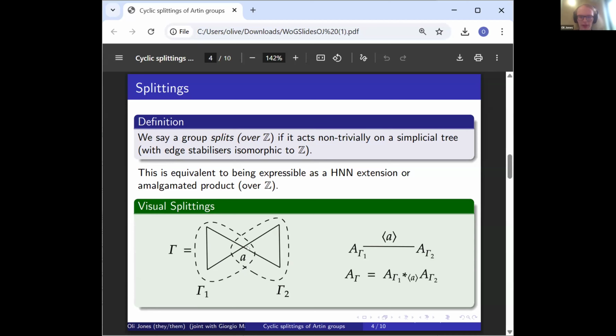Anytime you have a graph like this gamma, which has a separating vertex, like this one that I've labeled by A, then we can decompose it into two induced subgraphs, which intersect only over this separating vertex A. And this gives a corresponding amalgamated product decomposition, which you can get just from the presentation, of A gamma 1 amalgamated with A gamma 2, where these are the parabolics that we talked about, amalgamated over exactly the subgroup that it looks like, which is the subgroup generated by A.